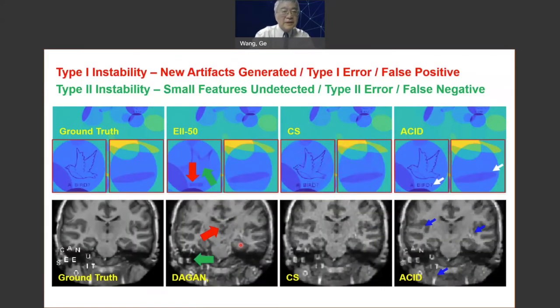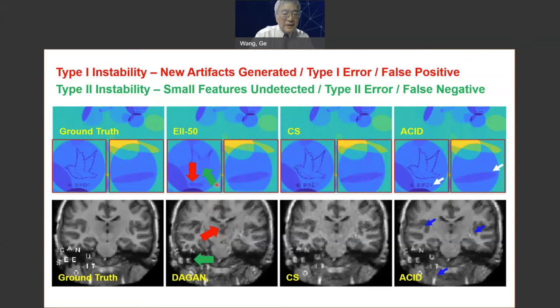So let's look at some images. With the compressed sensing algorithm, CS and ISAD, we consistently got good results. So we eliminate the first type of instability, the false positive. As indicated by this red arrow, you have a false positive, this blocky thing, and these dots. And also compressed sensing and ISAD could reduce false negatives.